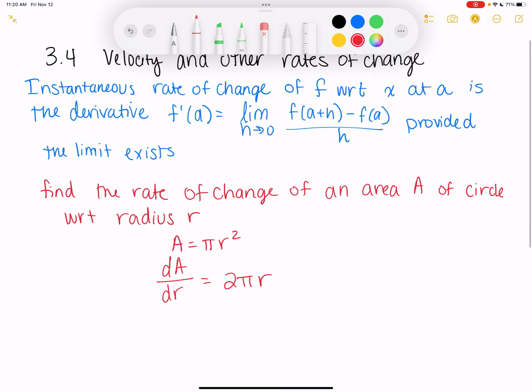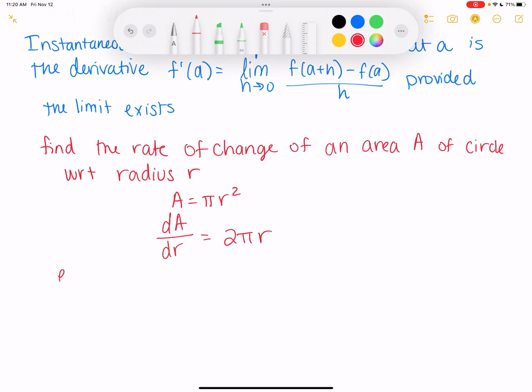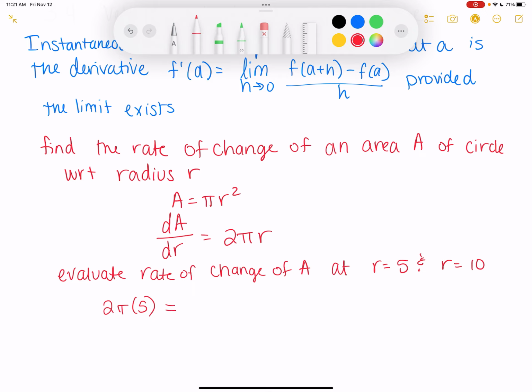And then the question would say something like, evaluate the rate of change of A at r equals 5 and r equals 10. So basically all you're doing is putting in 5 or 10 for r. So 2 pi times 5, which is just 10 pi, and 2 pi times 10, which is just 20 pi. So that would be at those particular points. So when you think rate of change for something like this, you're thinking take the derivative.